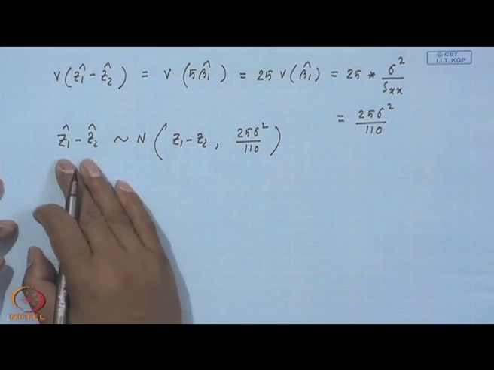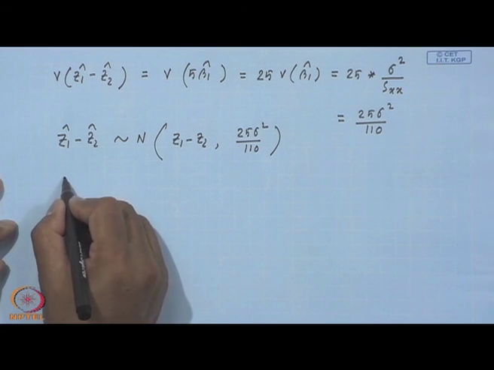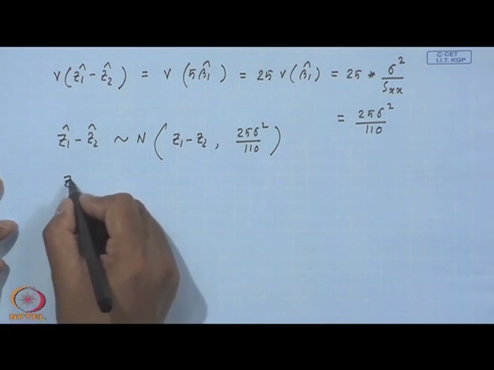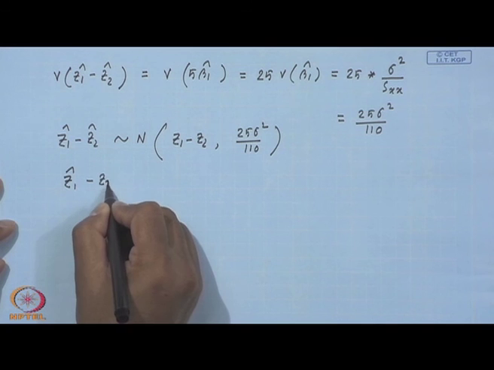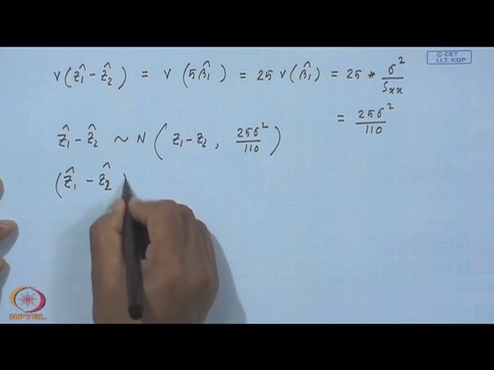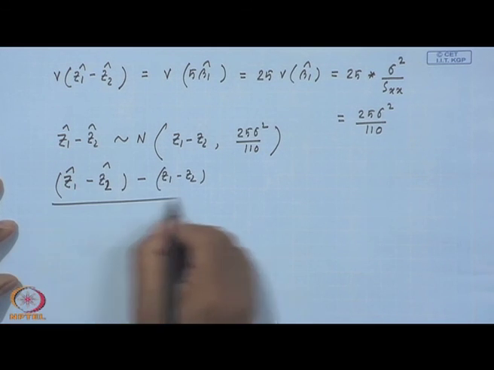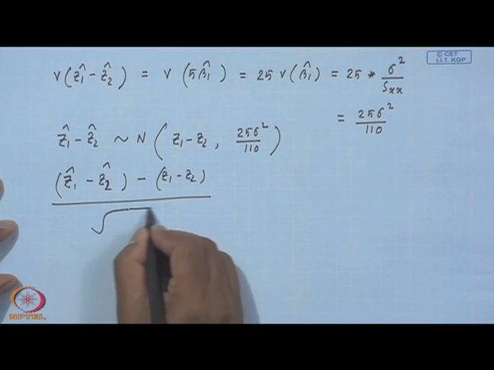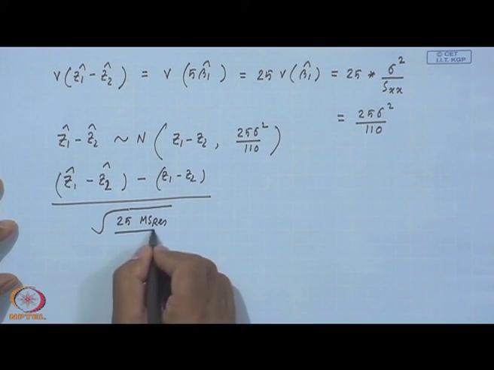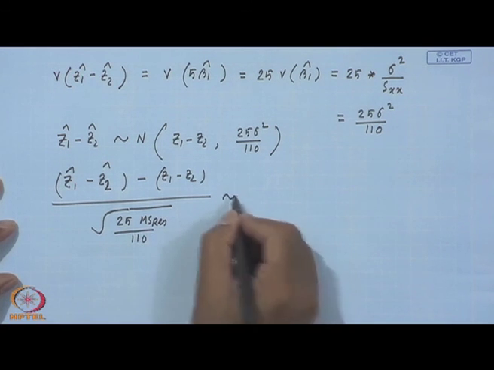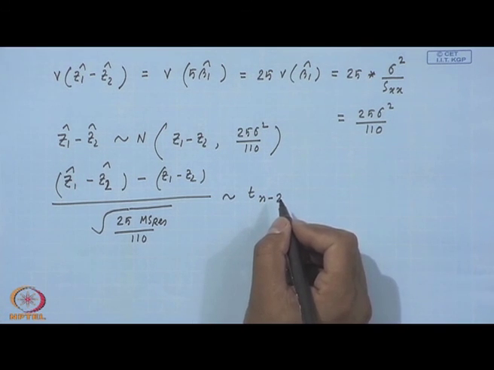And then again this minus this by square root of this follows standard normal, and if you replace this sigma square by MS residual, then it is t distribution. So, Z 1 hat minus Z 2 hat minus Z 1 minus Z 2, by square root of 25 MS residual by 110, follows t distribution with degrees of freedom n minus 2, right.